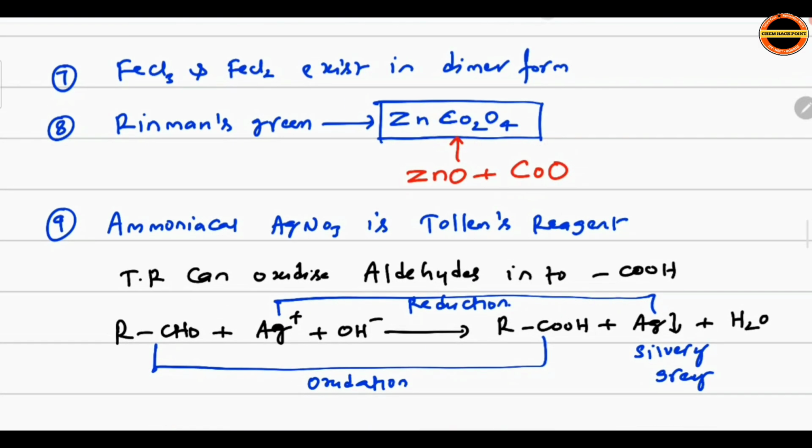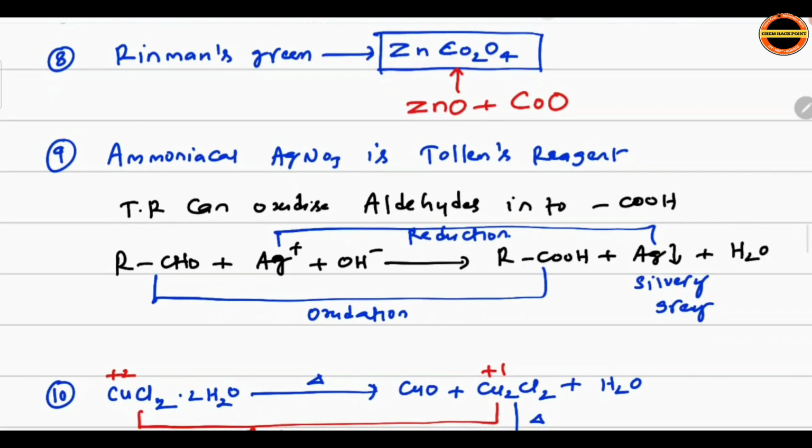Ammoniacal silver nitrate is Tollens reagent. Tollens reagent can oxidize aldehydes into COOH, carboxylic acid. For example, for an aldehyde, the Tollens reagent contains Ag+. When it oxidizes the aldehyde, it forms carboxylic acid. Itself it undergoes reduction to form a silvery grey precipitate.